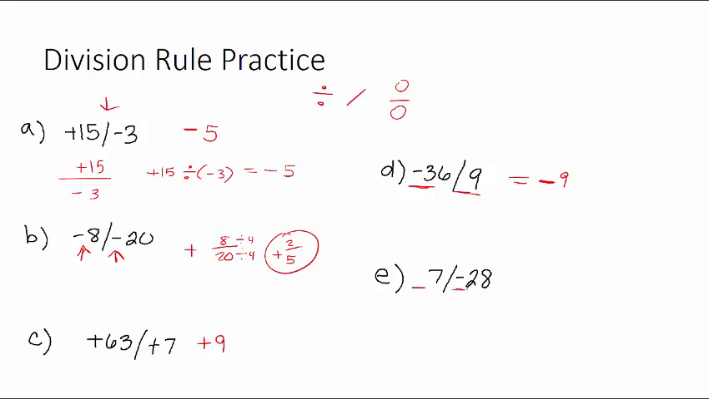Here the signs are different, so it's going to be negative. And again, 7's smaller than 28, so we have to just simplify this. They're both divisible by 7. So it's going to be negative 1/4.